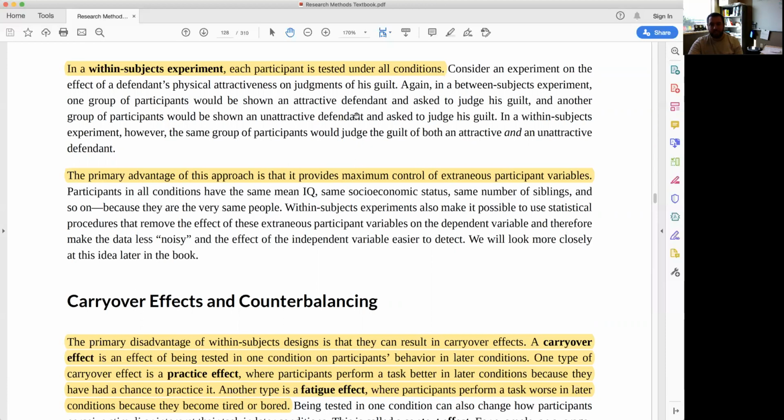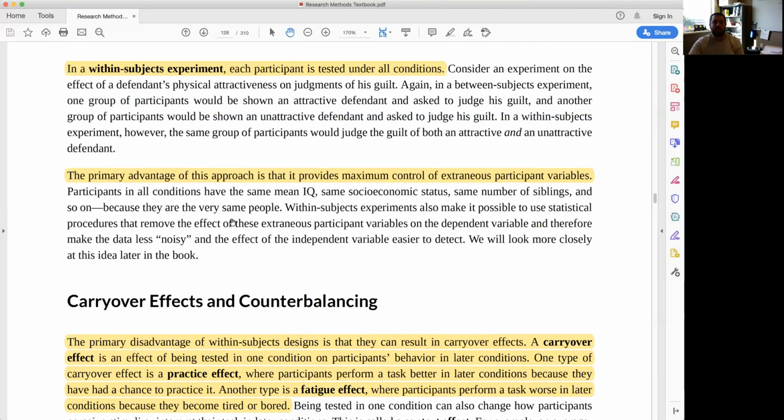shown an attractive defendant and asked to judge his guilt. Another group is shown an unattractive defendant and asked to judge his guilt. And within experiment, the same group of participants would judge the guilt for both an attractive and an unattractive defendant. So what that would mean is that you would read through one newspaper story, you'd see the photo, you would do all the ratings, then you'd read through another one that theoretically is identical, but with a different face, and then you would rate on that photo.